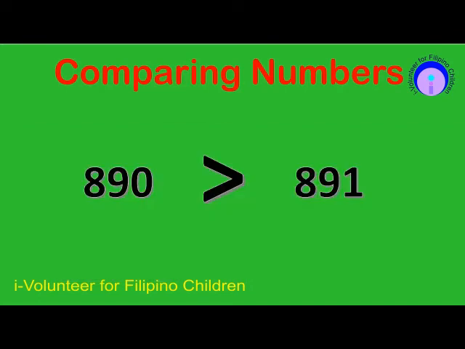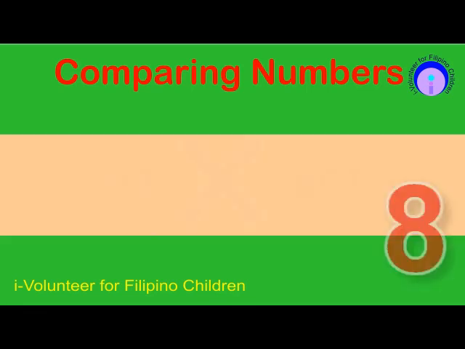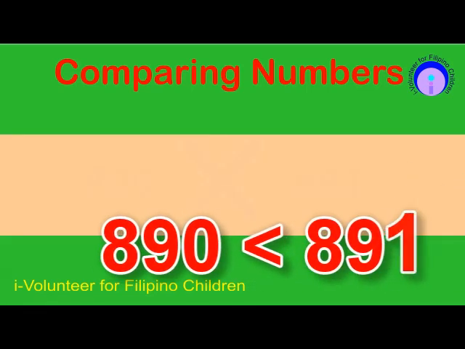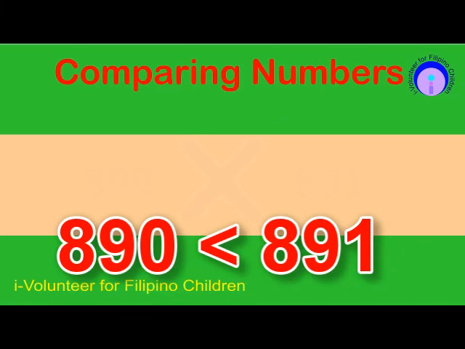The number is 890. It is greater than 891. Let's read the expression. 890 is greater than 891. Such expression is false, and to make it true, it is 890 is less than 891.